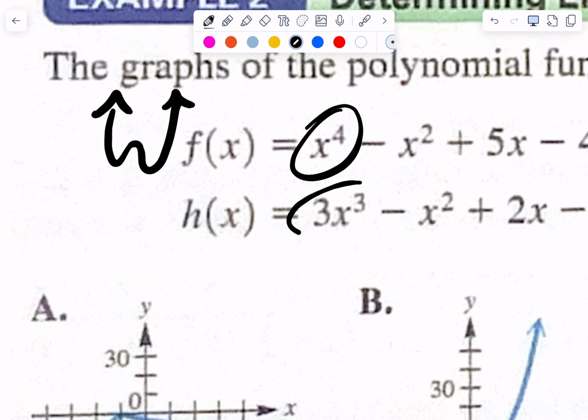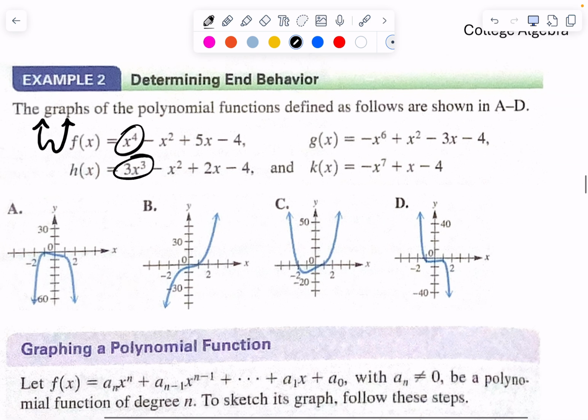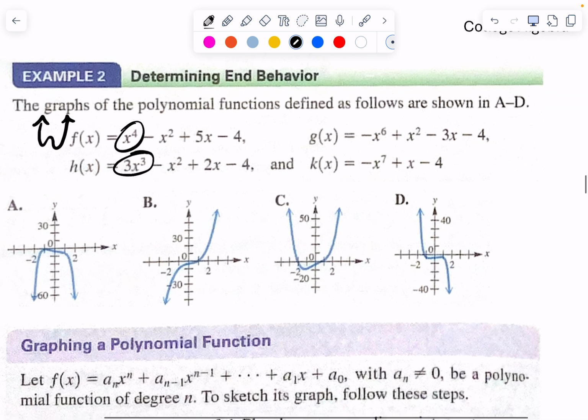What about h right below that? He's x to the 3rd power. So that one has to be C. He's the only one going up and up. This one has to be C. Do we agree with that? Yep, I think so. H, this is an x to the 3rd power.